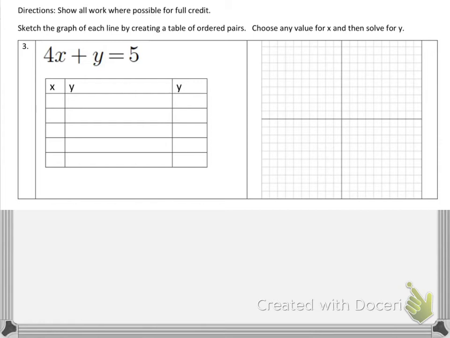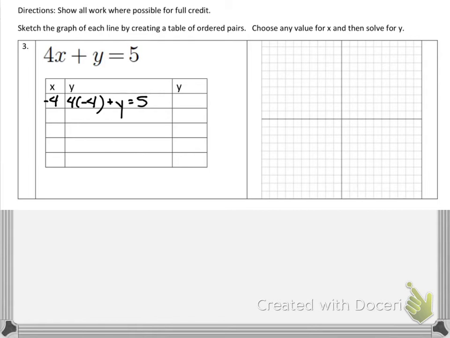In the next problem, we're asked to graph this line, and we're asked to do this by creating or picking some values of x. You can use any points that you want to. I'm just going to start at random. So let's say I pick x equals negative 4. Okay, well, I'm going to have 4 times negative 4 plus y equals 5.